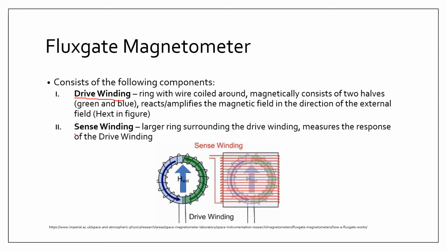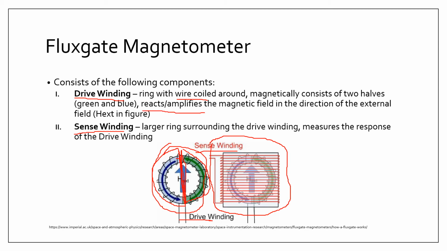You have your drive winding and you have your sense winding. So this is your drive winding, this little ring over here. And the drive winding is actually being enveloped by a bigger ring, which is what we call the sense winding. So a drive winding is basically a ring, and you have coils or wires coiling around your ring. And basically, they have two important halves. You have your blue part and your green part here to denote the two important halves of your drive winding. So these two halves react to or amplify the external magnetic field, and they only react to a specific direction of an external magnetic field as indicated here.